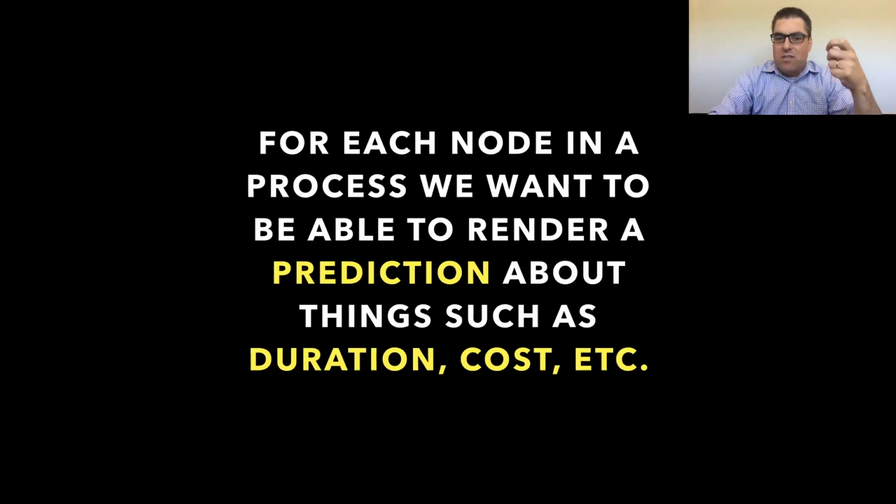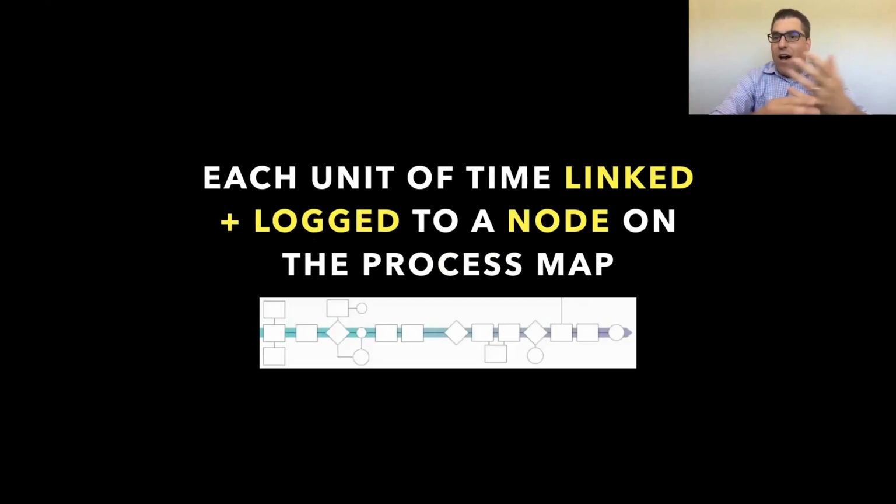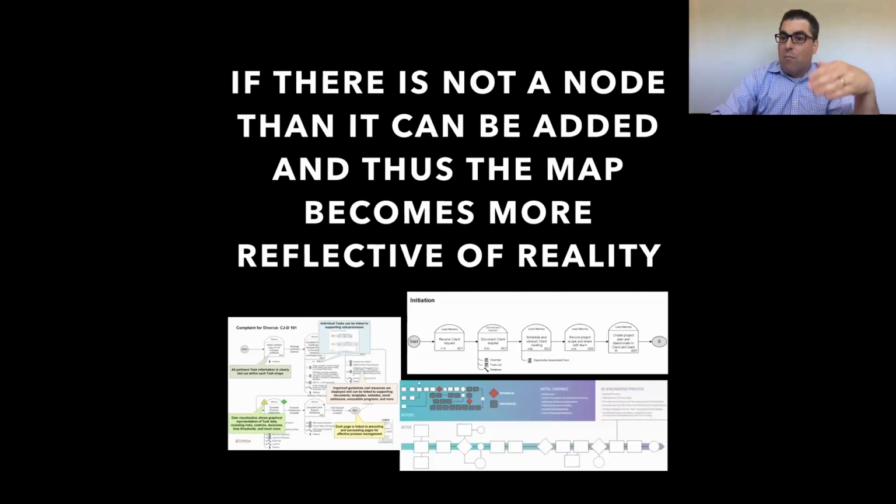You can try to make an estimate based on your own experience. That's all you're going to have. You have no way to anchor that to actual data or to provide a distribution of things. But if you have every unit of work linked and logged to a process map, then the process map can first become more reflective of reality.